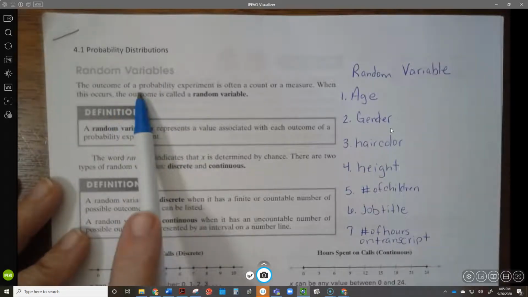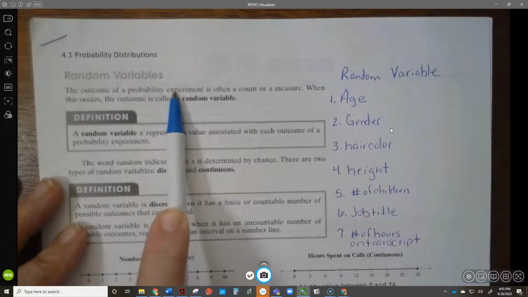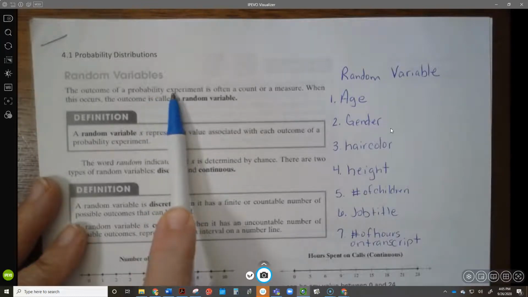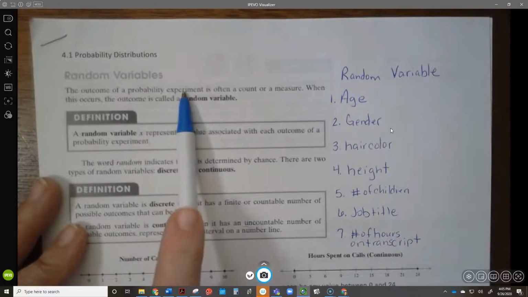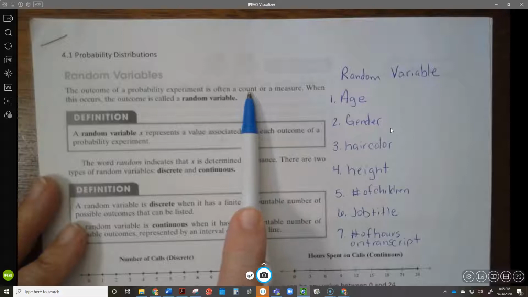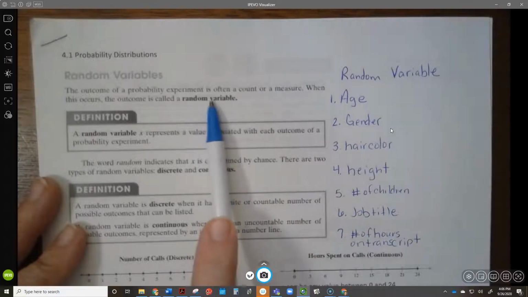When you're dealing with a probability experiment, you guys know what those are: flipping coins, drawing a card, reaching your hand in a bag and drawing a marble. Those are just some of the things that we've worked with, but it could be other things like doing a survey. There are lots of different probability experiments. But when that probability experiment deals with something that we count or measure, how many ice creams were sold during a particular period of time, the height of the people that we are surveying, these are things that you can count or measure. When you're dealing with a count or a measure, the outcome is called a random variable.